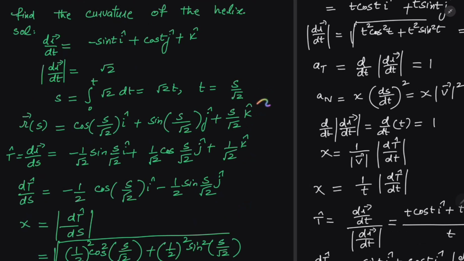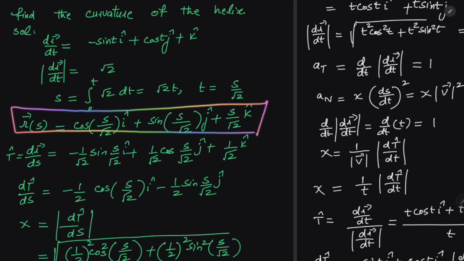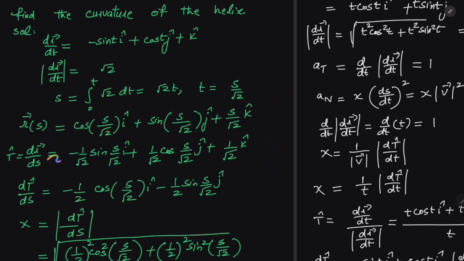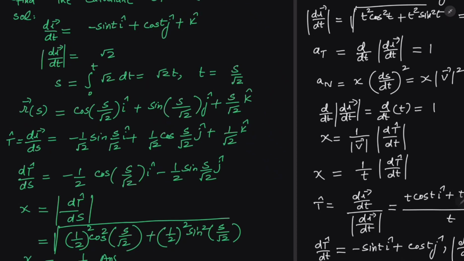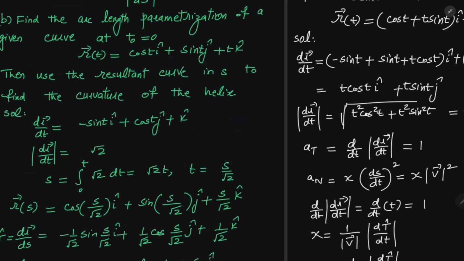Now the question has been asked to use this formula and calculate the curvature. The simple definition of curvature, as we discussed above, is the magnitude of dT/ds, the unit tangent vector with respect to s. You first find the unit tangent vector T, which is dr/ds. Then differentiate and you get 1/2. 1/2 is the answer.